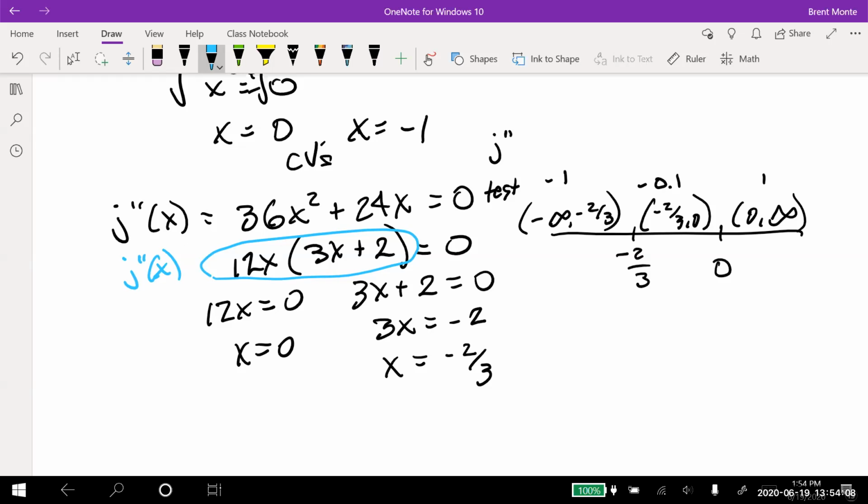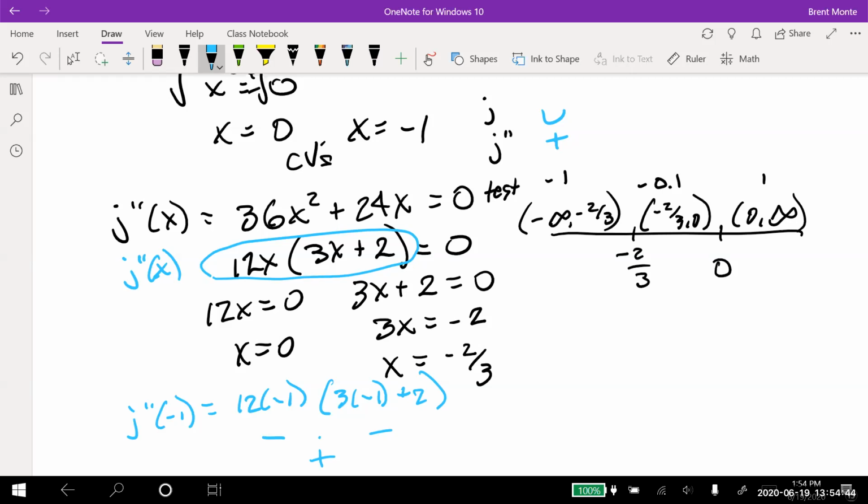Think about what I'm doing when I plug in the negative 1. If I do 12 times negative 1, I know that's a negative number. If I do 3 times negative 1 plus 2, that's negative 3 plus 2, that's negative 1. That's also a negative number. If I have a negative times a negative, that's a positive. So I just do that in my head and I say, hey, the second derivative is positive there, which tells me the function itself is concave up.